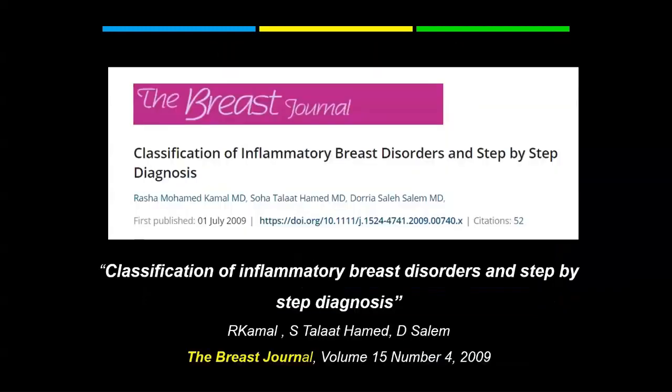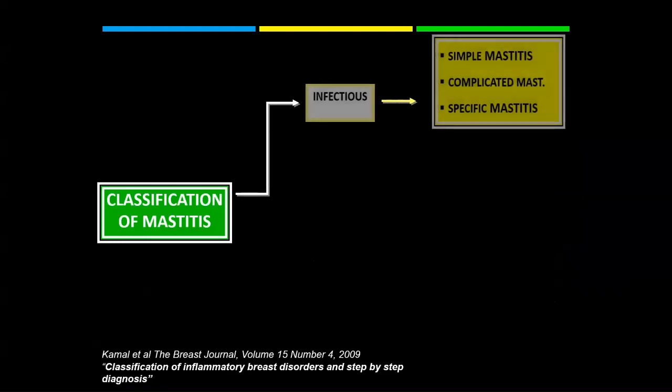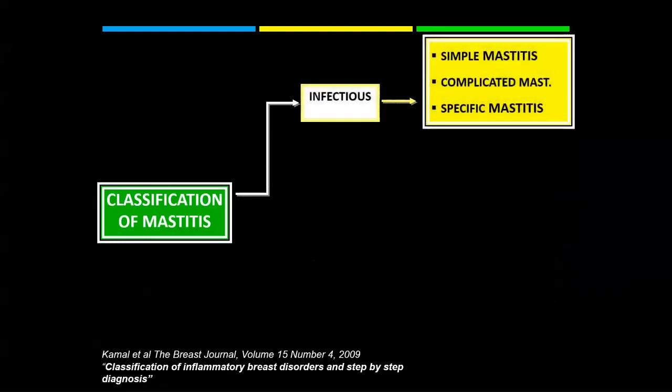Actually, my lecture today is based on some research work that I performed with some colleagues in the radiology department in Asr Laini. We published it in 2009. In this publication, we proposed a new classification for mastitis, where we classified inflammatory breast lesions into infectious mastitis, and these include the simple lactational mastitis, a mastitis which becomes complicated with an abscess cavity, and then mastitis which occurs secondary to a specific infectious organism like TB or Pseudomonas.